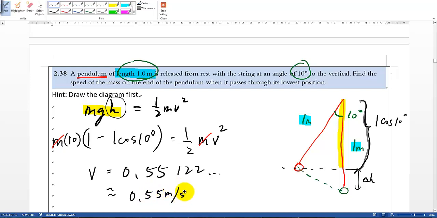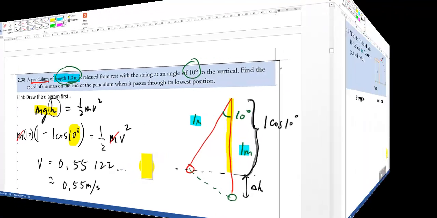0.55 meter per second. If you find some other numbers, not like 0.55, probably the mistake would be you didn't use 10 degrees in your calculator. You probably switched to radian mode or some other thing. So you may want to check that.